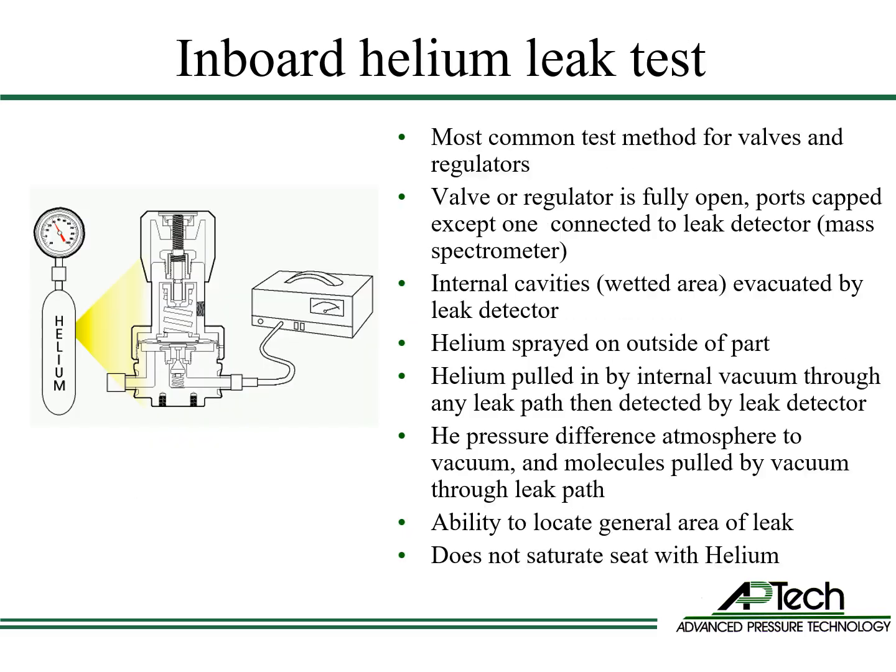Now let's review the specific leak testing methods and their relative merits. The inboard helium leak test is the most common test method. The valve or regulator is fully open and all ports are capped except one, which is attached to the mass spectrometer. The leak detector's vacuum pump evacuates the internal cavities to vacuum. Helium gas is sprayed around the part and into leak test ports. The differential pressure from atmosphere to vacuum pulls the helium molecules through the leak path. This method allows the test person to locate the general area of a leak, which is very useful for troubleshooting and does not saturate the seat with helium.